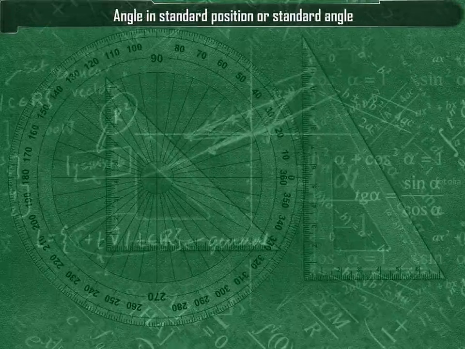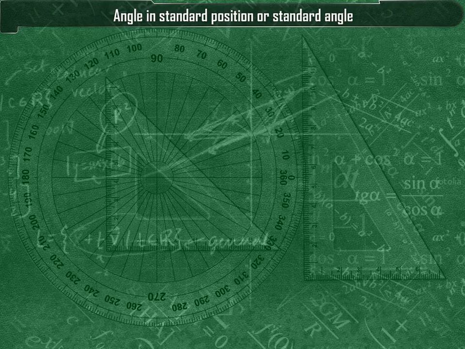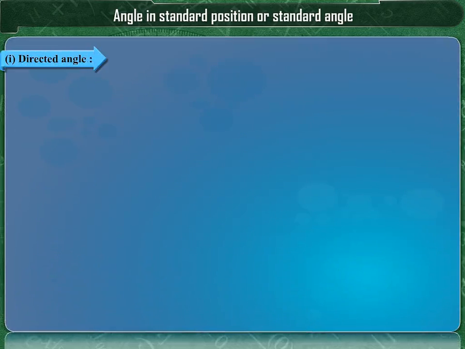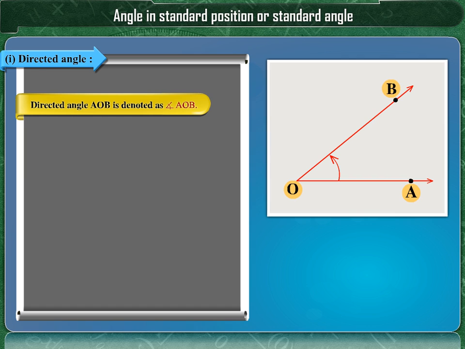Angle in standard position or standard angle. Try to recall the definition of directed angle. If ray OA is rotated in anti-clockwise direction about point O till it attains the position of ray OB, then the angle thus obtained due to the rotation of ray OA is called directed angle AOB, and it is denoted as shown here.